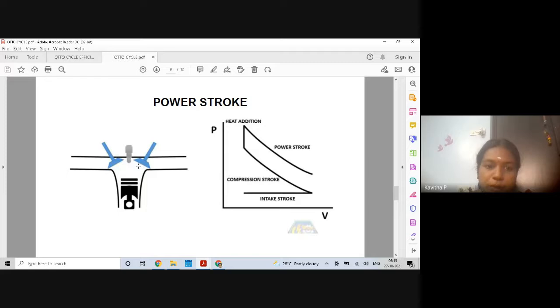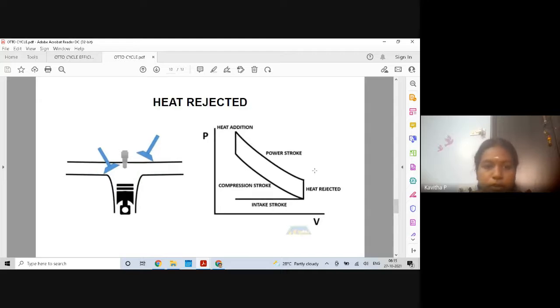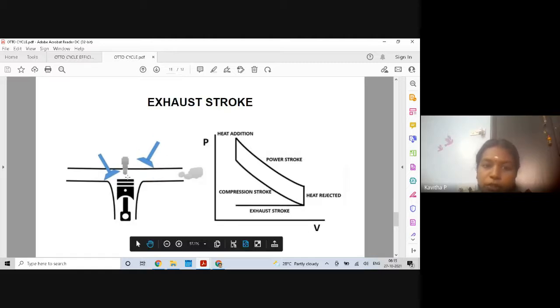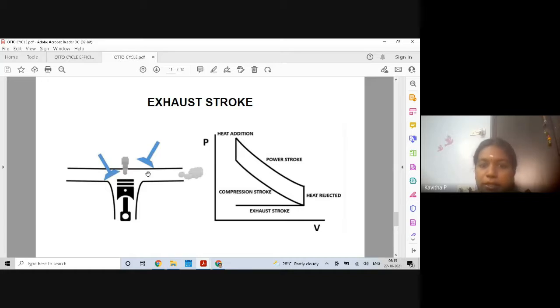Next, in the case of the power stroke, after combustion, there is exhaust gas available over here. Once the combustion is complete, the temperature inside the cylinder will reduce, and so does the pressure. Then the exit valve opens up in order to exhaust all the exhaust gases, so that no exhaust gases are trapped inside the cylinder. In the next stroke, the piston moves upward to make sure that no trapped gases are stored up in the cylinder, and the exhaust gases are completely sent out, which is shown by the heat rejection.